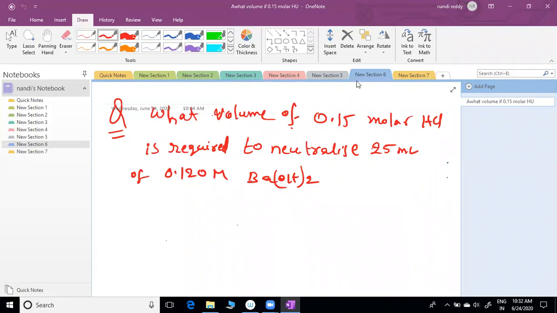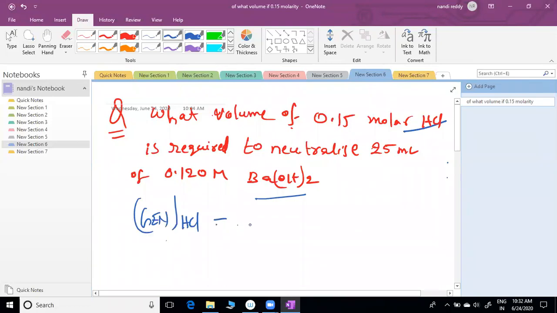See, whatever they have given, there is only one simple formula. Here HCl is given reacting with Ba(OH)2 twice. It doesn't matter whatever they have given. Gn of HCl equals Gn of barium hydroxide. This is the only formula. Whatever they have given, you don't want to consider.